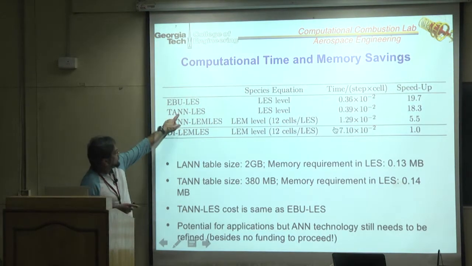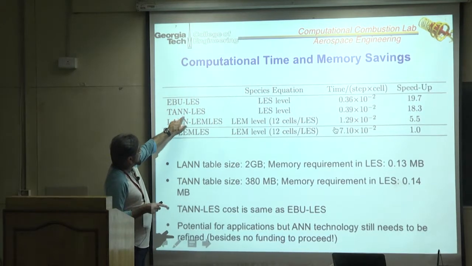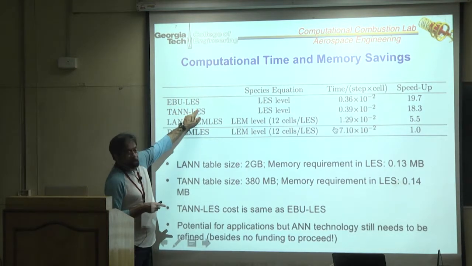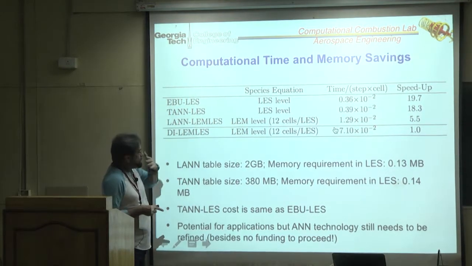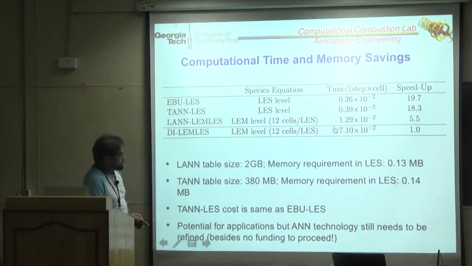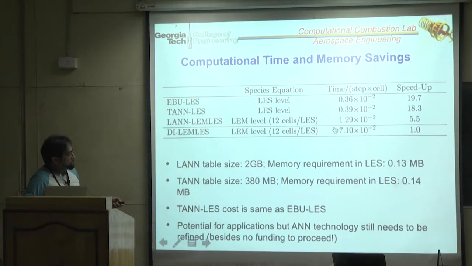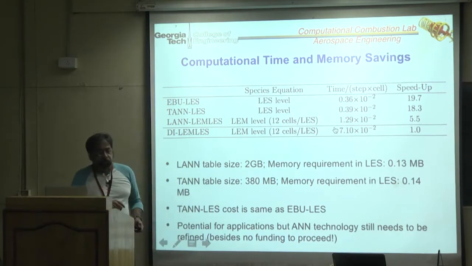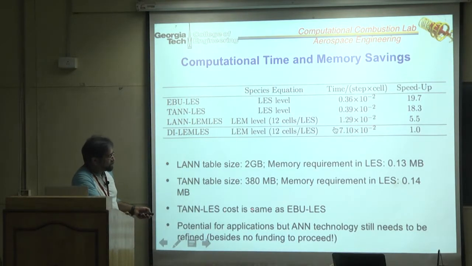So these are all LEM results, except this is the turbulent neural net, which uses the LEM model as a closure in here. So that was a good advantage. The other point was the table: the original laminar table size was 2 gigabytes. The neural net was only 0.13 megabytes. That's the advantage of neural nets. All you're storing is the coefficients, so it is a low storage requirement. The turbulent neural net was also about the same size.